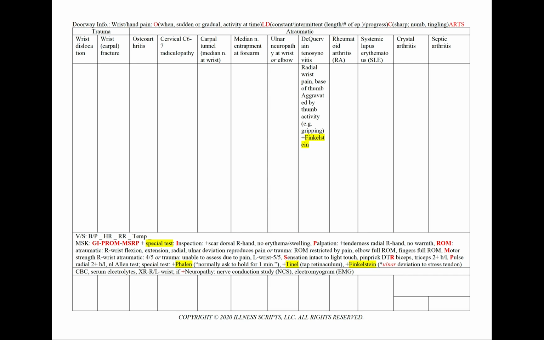In de Quervain tenosynovitis, we'll see wrist pain in the base of the thumb, and it will be aggravated by thumb activity, for example gripping, and as we'll see in our physical exam coming up, we'll have the positive special test of Finkelstein.